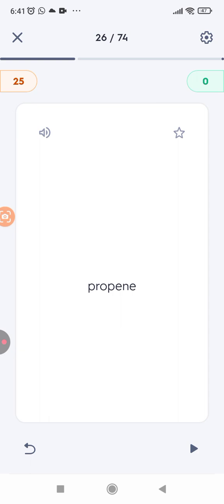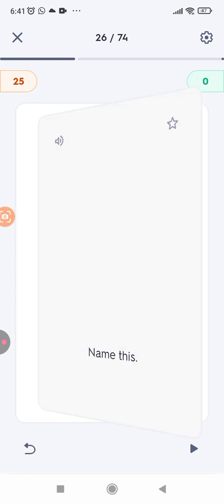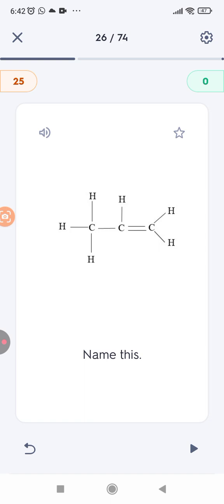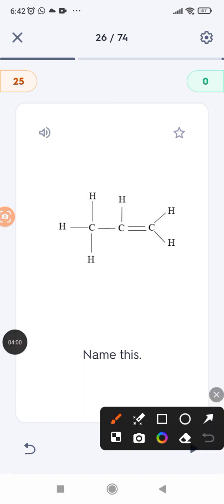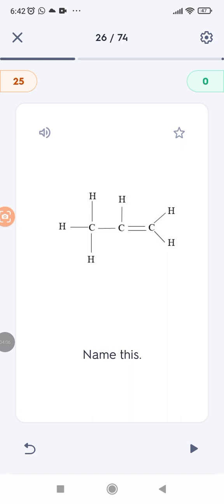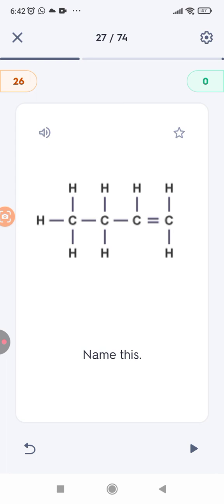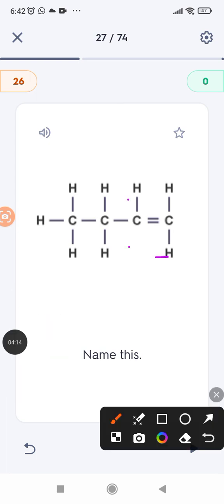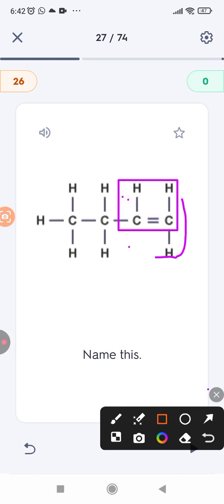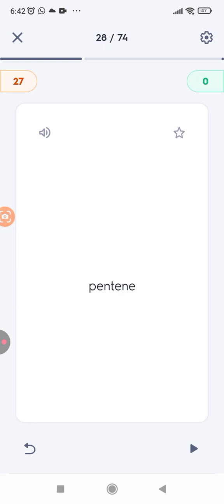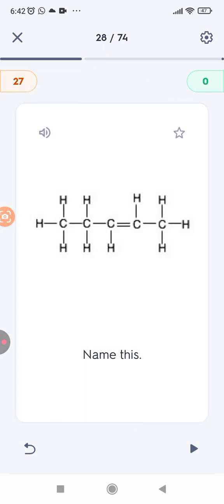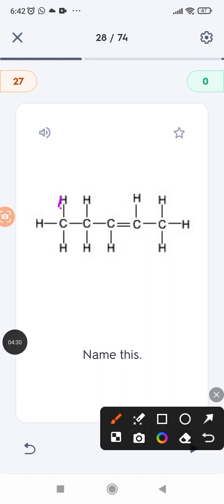Propene, number of carbon atoms is 3 and the presence of a double bond is called propene. Like here we can see number of carbon atoms is 3 and presence of a double bond, so it is called propene. Butene, number of carbon atoms is 4 and the presence of a double bond, so this is called butene. Pentene, number of carbon atoms is 5. Due to the presence of a double bond, it is called pentene.